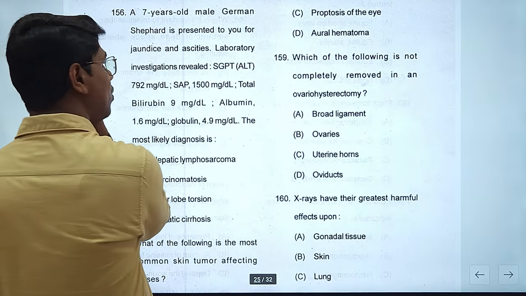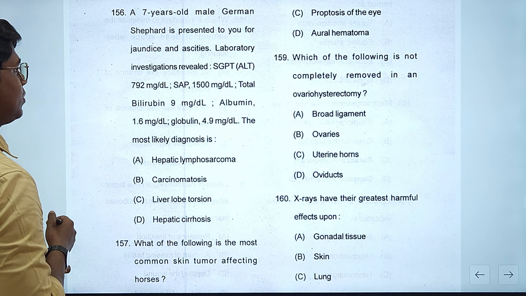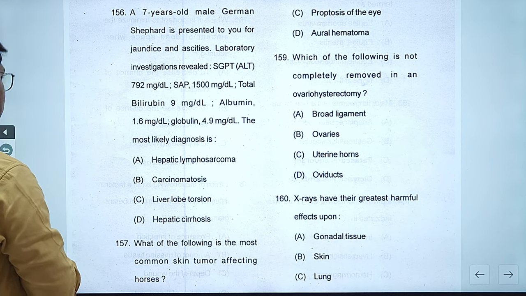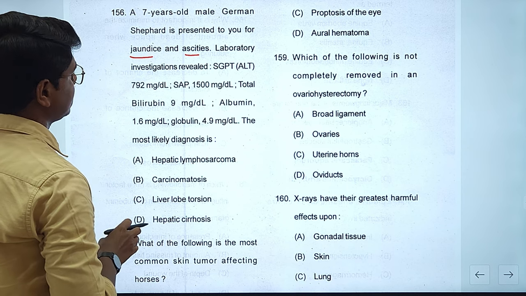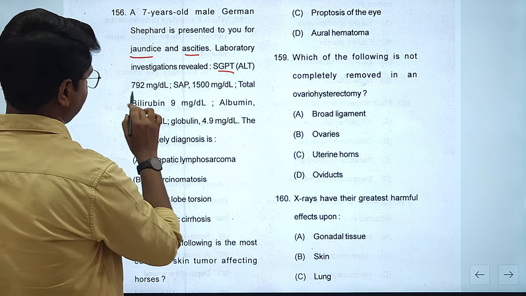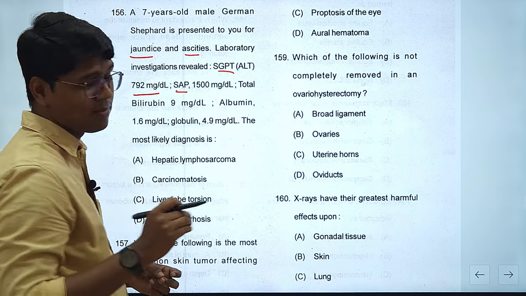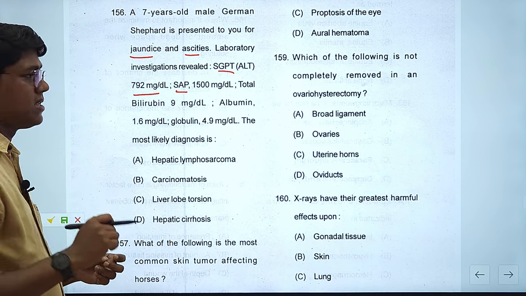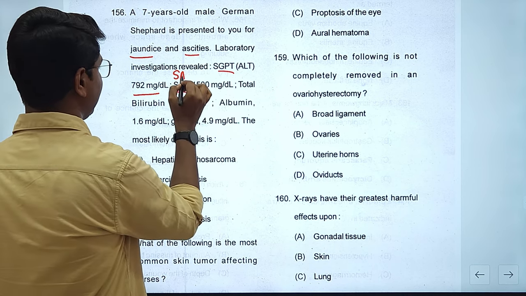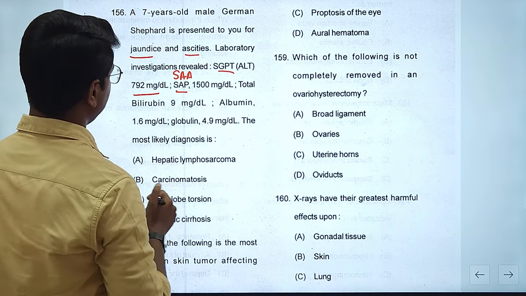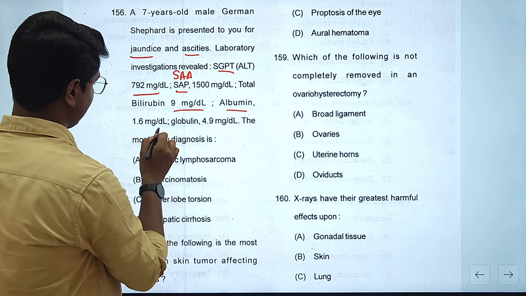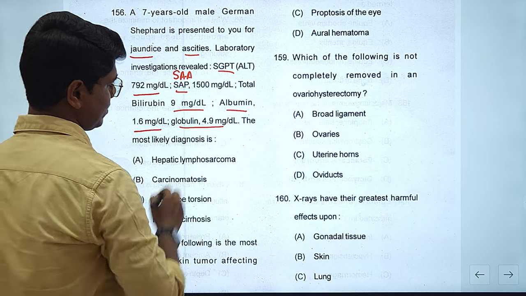A 7 years old male German Shepherd is presented to you for jaundice and ascites. Jaundice and ascites, mostly liver failure. Laboratory investigations revealed SGPT very high. SAP is serum amyloid P. Okay, there is also another one, serum amyloid A. Both indicate systemic inflammation. Total bilirubin 9 mg high, albumin 1.6 mg low, globulin is in borderline.